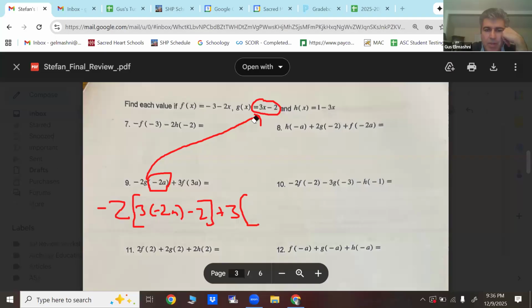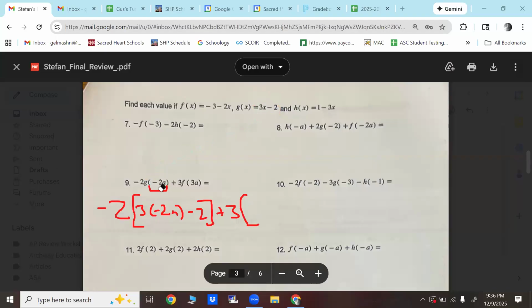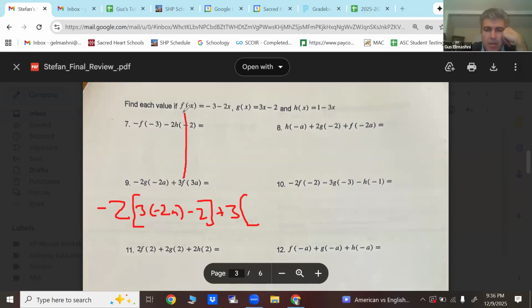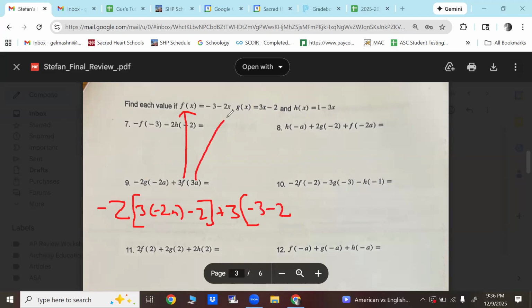So let's look at the f function. Okay, the f function's right here. So what are you gonna plug in for x? What are you plugging in for x?